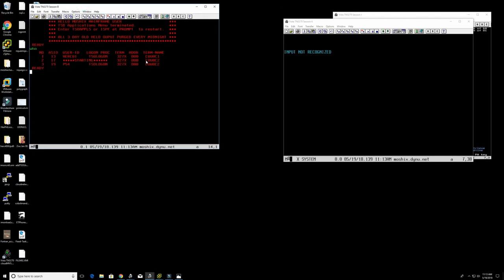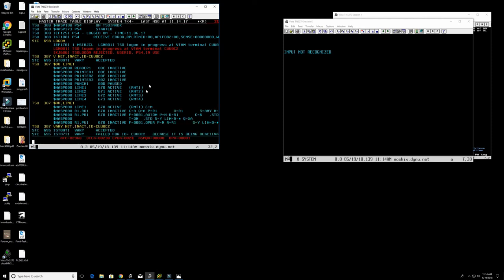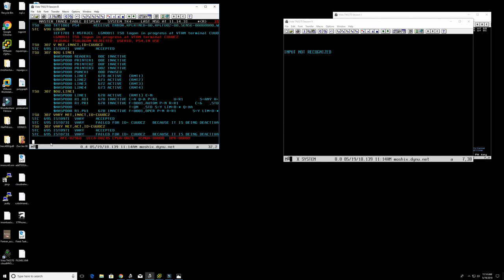So we have this terminal here, for instance, is stuck again, okay? So to make it work again, what we need to do is, in my case, I go here and I say VARY NET,INACT,ID=CUU0C2. Okay, we already issued that. So this is gonna take a little bit of time, and then we can do VARY NET,ACT,ID=CUU0C2. Well, it's still working on it. And so VTEM is right now responding to us that it's working on resetting that line, and it can take sometimes 5 to 10 minutes. That is not unusual at all.